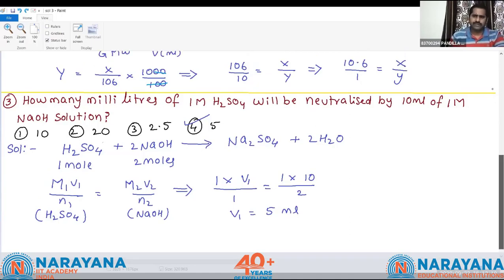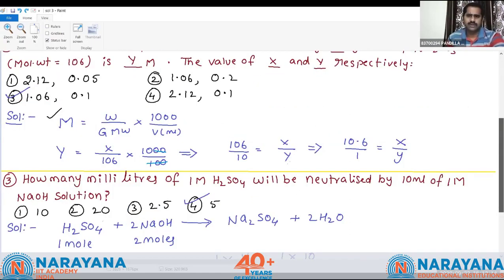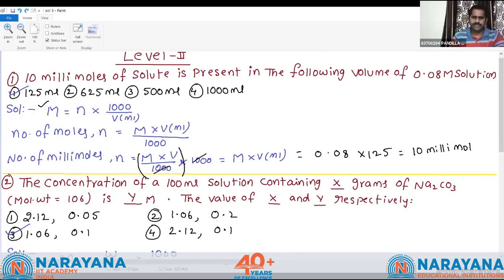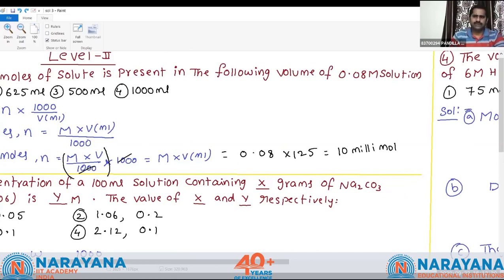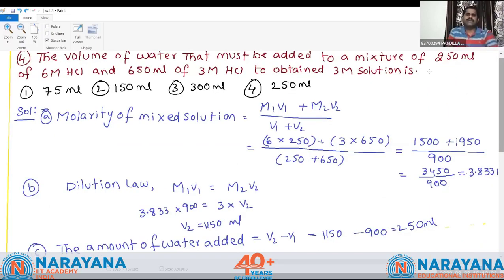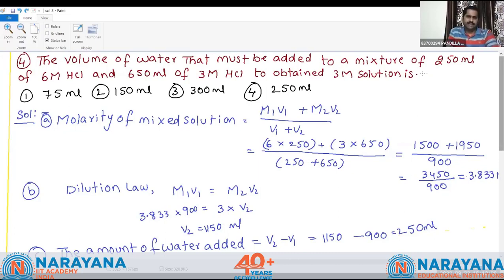Before going to the next page, once you observe what questions I have explained up to now. Okay, now we'll go for the next page. This is question number 4. Please observe, a lengthy question is given. The volume of water that must be added to a mixture of 250 ml of 6 M HCl and 650 ml of 3 M HCl to obtain 3 M solution.